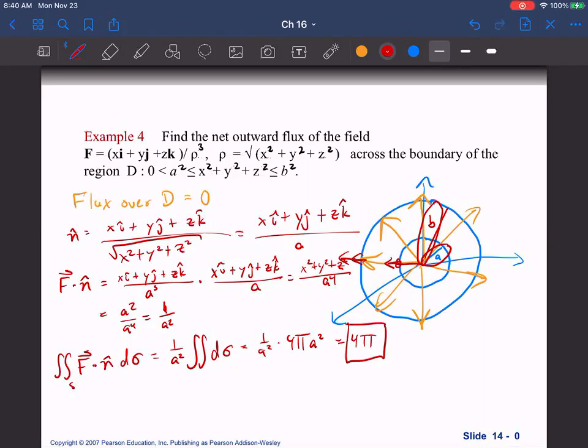So no matter what sphere we look at, any sphere that we put around that origin, that we center at the origin, is going to have that flux going through it, as long as we are just looking at one of them. Okay, so let me go ahead and pause this here and see if you have any questions.